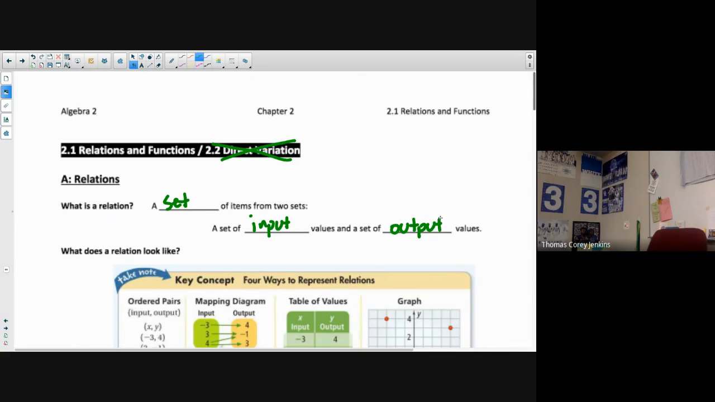Now, there are some synonyms here that you need to be aware of. Input values are also known as X values and also known as the domain. Output values are also known as Y values and also known as the range.